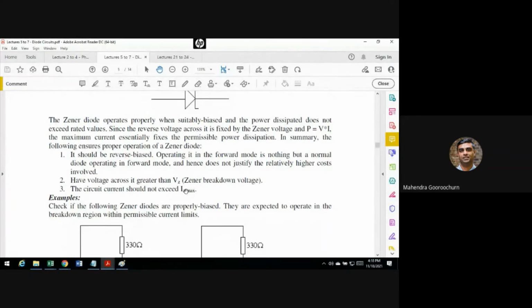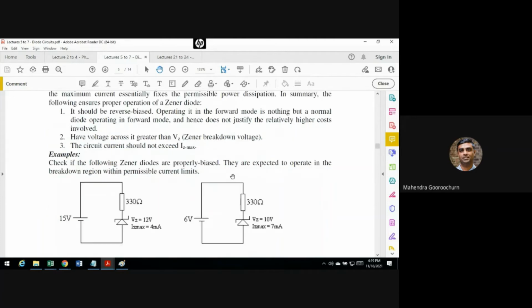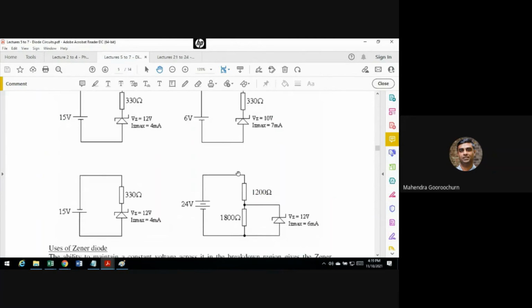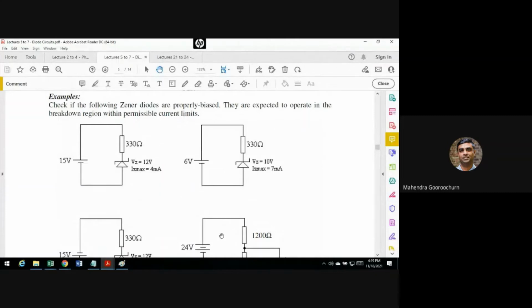If it exceeds, that current is going to blow it off, because current creates heat dissipation, and like I said, you would have a heat sink connected on the diode. That's fine, but the heat sink is able to dissipate a certain amount of heat in watts. If you exceed that amount of heat dissipation, the diode will heat up and blow off. So what determines the heat dissipation is current. You should not exceed IZ max. Let's take some examples. This is where we stop. We're going to take a few examples to apply these principles we've just seen above.